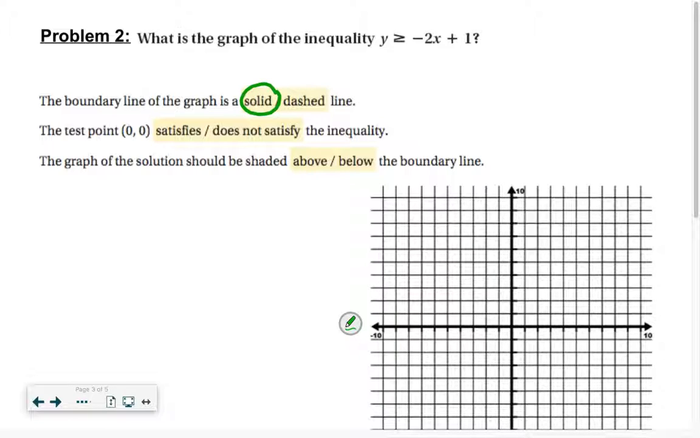I say we graph it. How's that? Sure. Graph it just like we did in the beginning stuff. Your intercept is plus 1. Your slope is negative 2, so I'm going down 2 over 1. Plot a couple. Then we said it's a solid line.